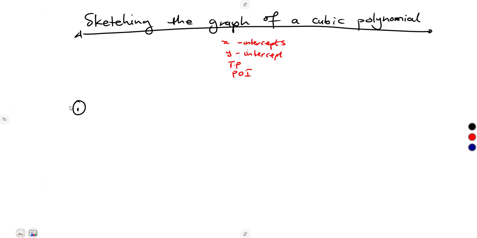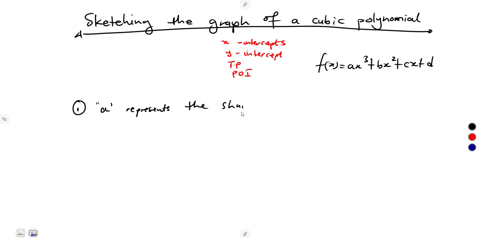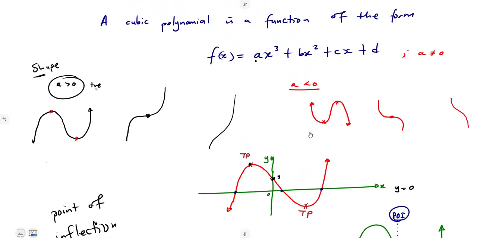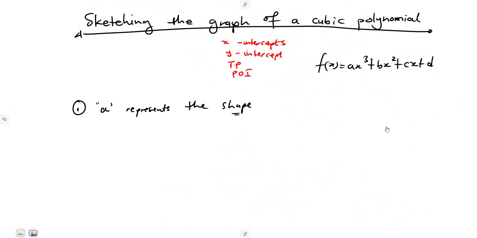And I talked about the shape. From f of x is equal to ax cubed plus bx squared plus cx plus d, a gives us the shape. We talked about this: when a is greater than 0, or when a is less than 0, that is for the shape. So you're going to need that to know the shape.